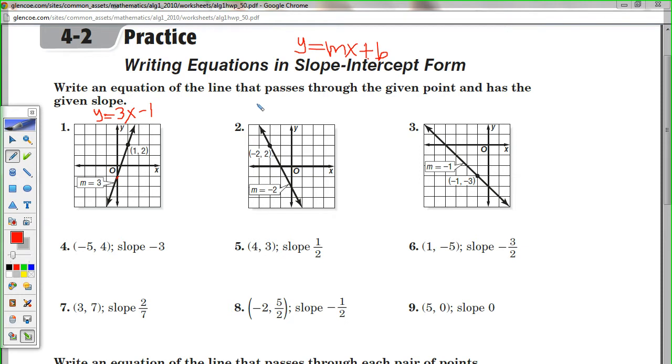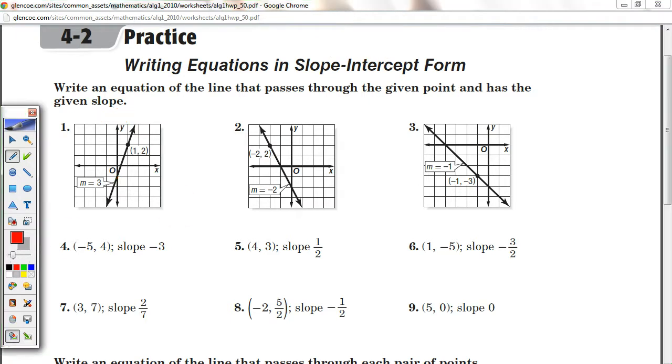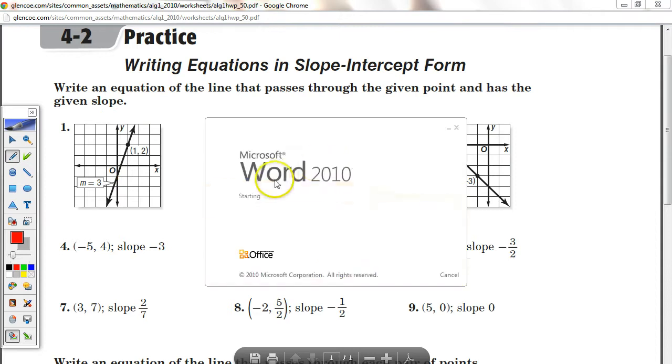Alright, so when you have numbers 4, 5, 6, 7, 8, 9, they want you to write an equation that goes through a certain point and has a slope. Okay, this is where it gets a little bit more tricky. You have to do a little bit more work. So let's show the work on a separate page.